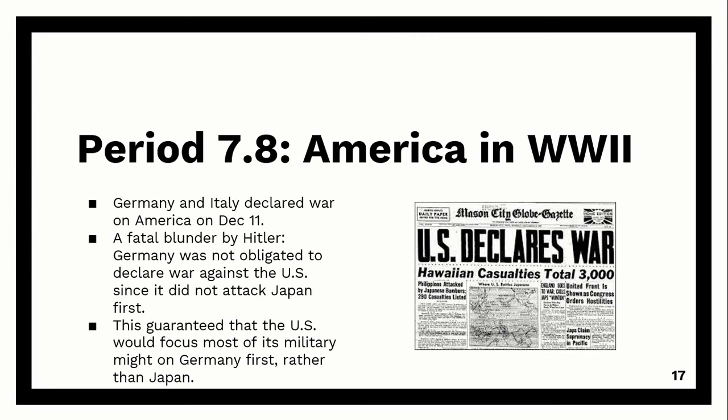Germany and Italy declared war on America a few days later, on December 11th. This was a fatal blunder by Hitler, since Germany was not obligated to declare war against the US since it did not attack Japan first. However, this guaranteed that the US would focus most of its military might on Germany first and save Japan for later.